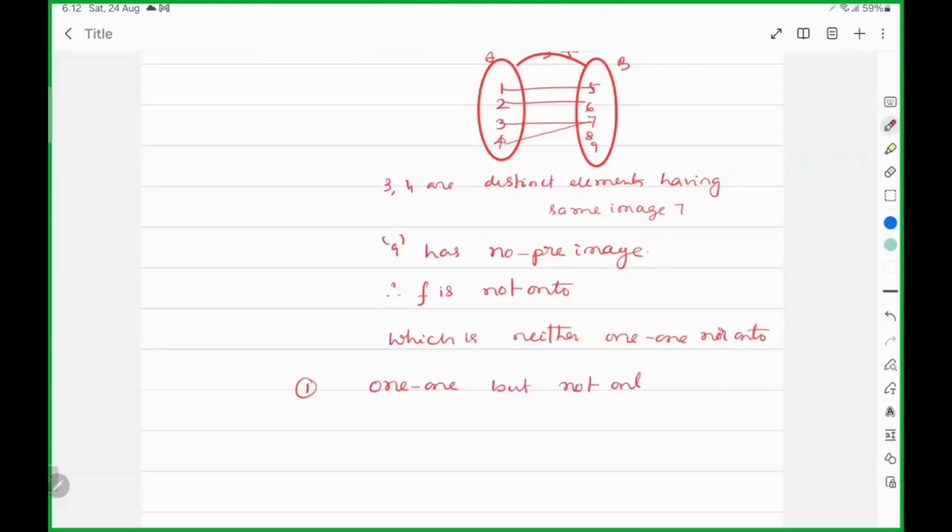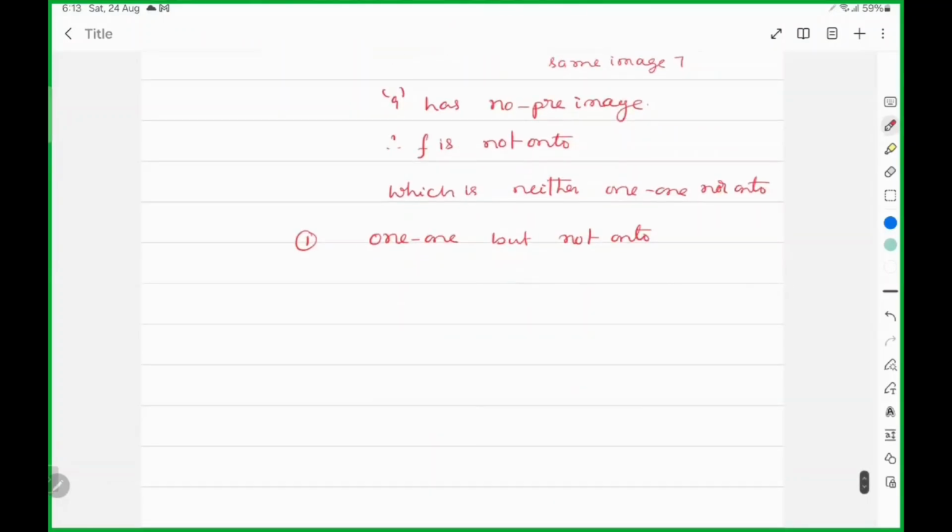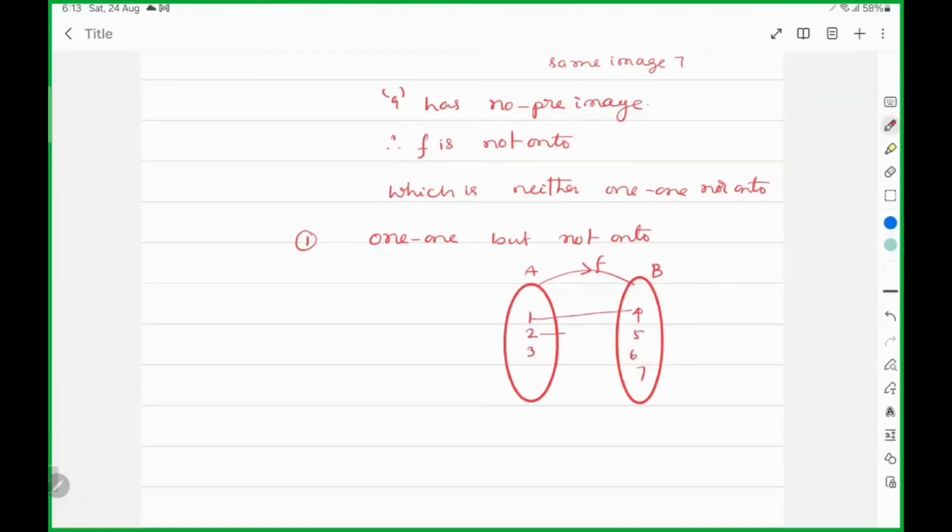One-one but not onto. So here if you take like this, distinct elements have distinct images, but 7 has no pre-match. It is an example of one-one but not onto.